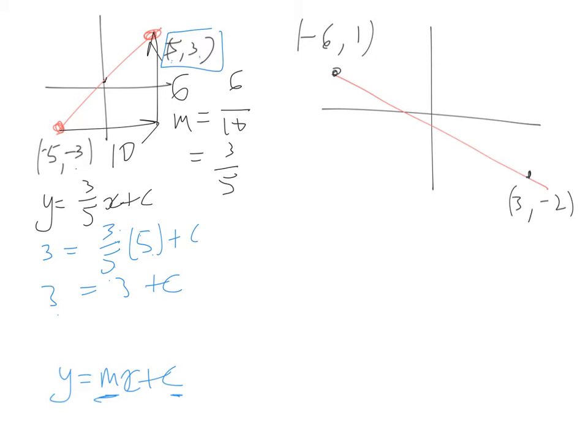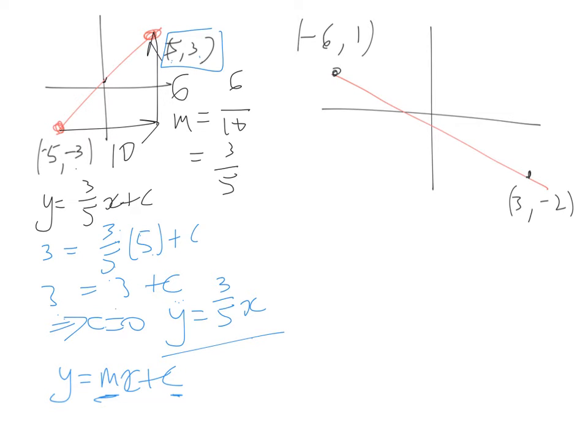So 3 plus some number gives us 3. Well, that number has got to be 0. c equals 0. So we just have y equals 3 over 5x. That's your final answer, because that's your equation of the line. So it's just that there.